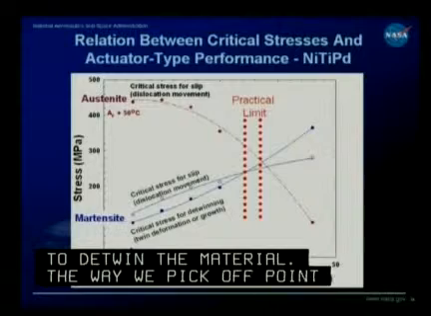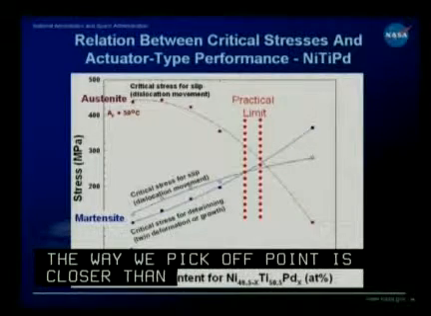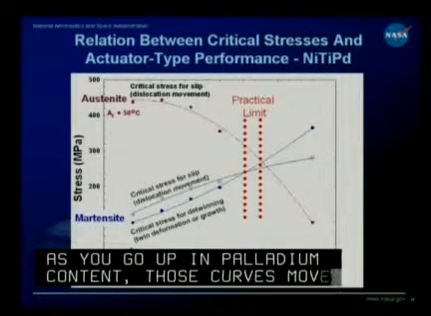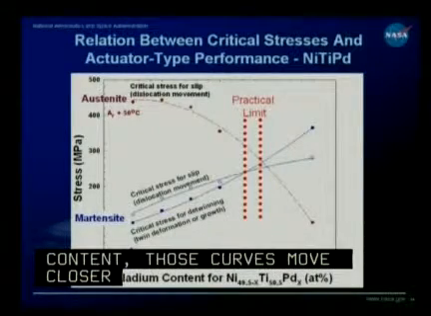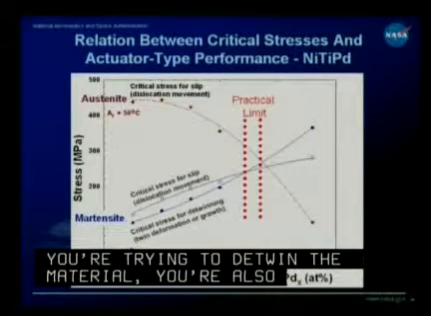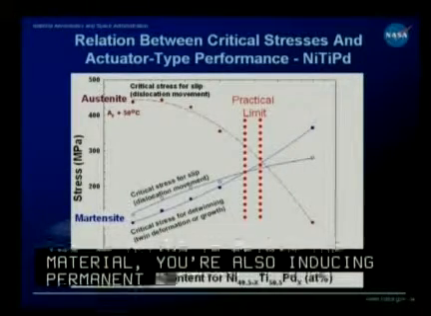And as you go up in palladium content, those curves get moved closer together. So what that implies is that as you're trying to detwin the material, you're also inducing permanent deformation at the same time. In that case, it gets worse with higher palladium content alloys.